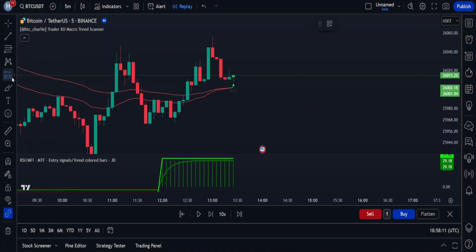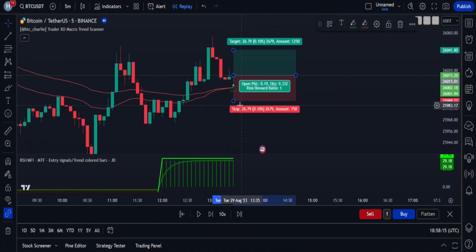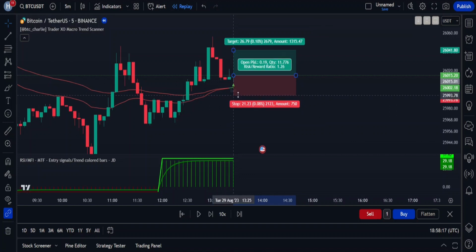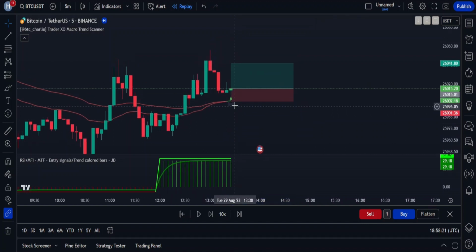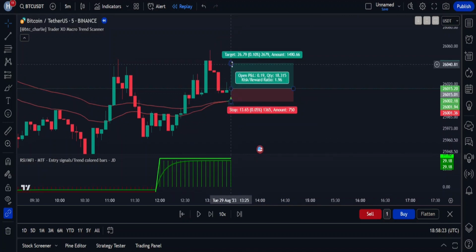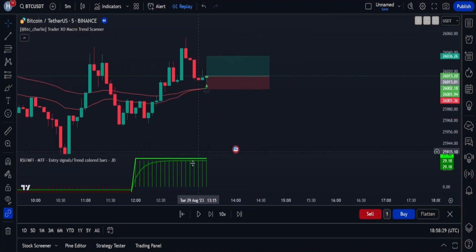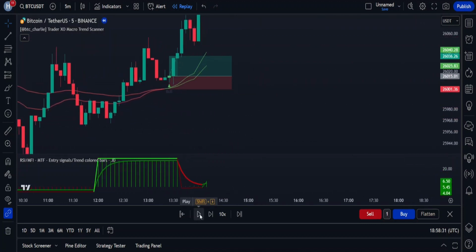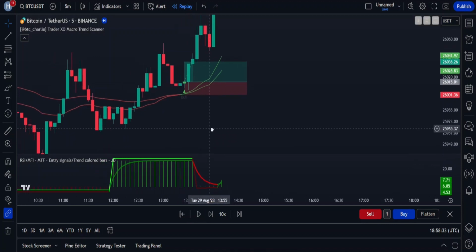So if all these conditions are fulfilled, we can safely enter a buy trade. So I'll quickly enter a buy position here. We will set our stop loss at the lower line of the Trader XO Macro Trend indicator, which will be right here. And for this strategy, we will target a risk to reward ratio of 1.5. Now let's see if the market will hit our target or not. And the market hit our target easily, making this a successful trade.